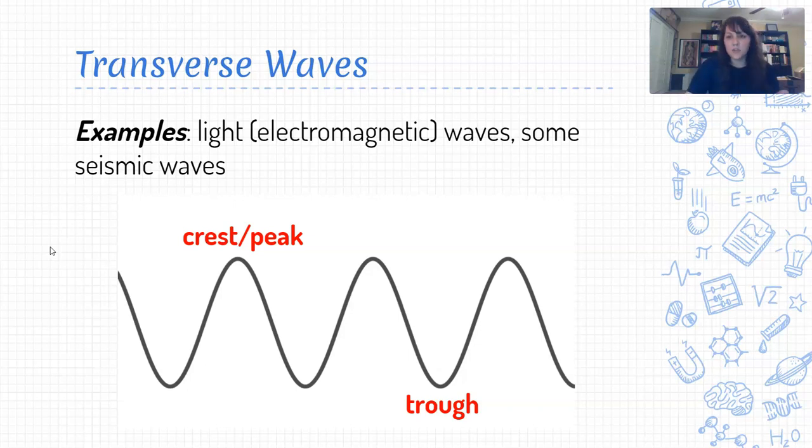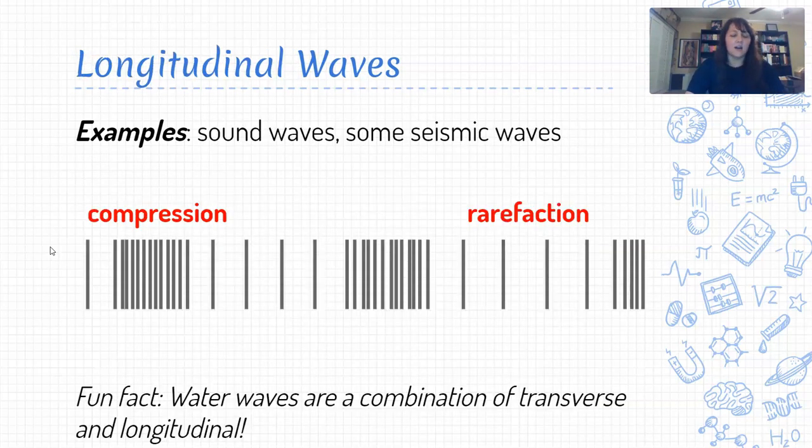Now, with longitudinal waves, we don't have that clear sine wave. We don't see the up and down movement there. So things look a little bit different there. Now, a key thing to note is that sound waves are an example of longitudinal waves. So the particles are just vibrating back and forth and moving along that way. Some other seismic waves also fall into this camp as well. Now, we don't have peaks and troughs or crests and troughs for longitudinal waves.